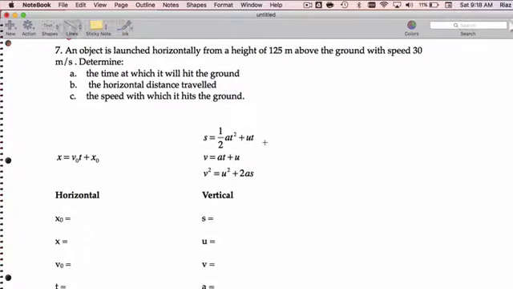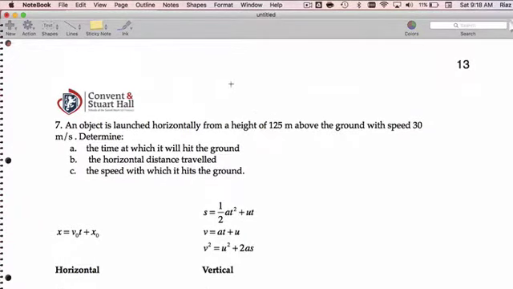So, an object is launched horizontally from a height of 125 meters above the ground with a speed of 30 meters per second, and we want to know a number of things about it. First, let's just draw a picture. To be clear, the vertical displacement is 125. It's launched horizontally at 30 meters a second.